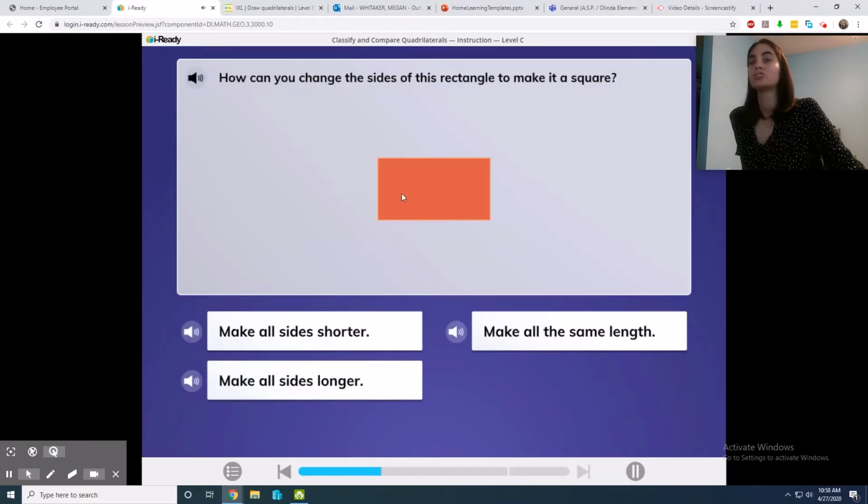So how can we change the sides to make this a square? Make all sides shorter, make all sides longer, or make all the same length? We're going to make them all the same length. We know in a square, they're all the same length.